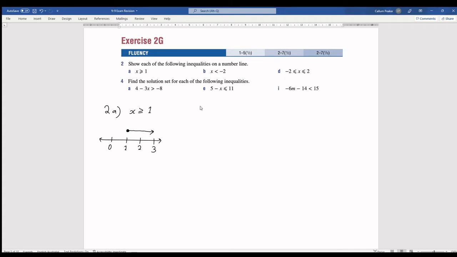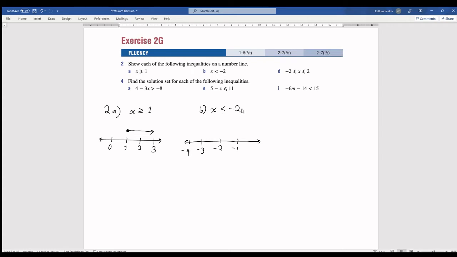Let's look at 2b. So 2b asks us to find x is less than negative 2. Again, I will draw myself a number line, and I'll start with my number in question in the middle, so negative 2, and so this will be negative 3, this will be negative 1, and let's see if we can fit a negative 4 in there as well.